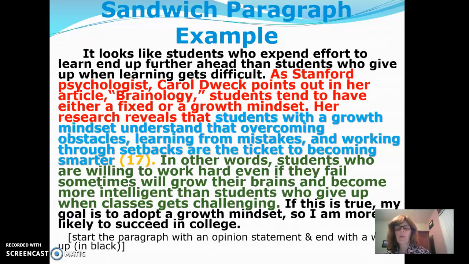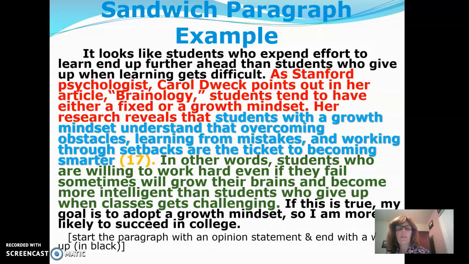And this is an example of what a sandwich paragraph could look like. The first sentence in black at the top introduces the topic of the whole paragraph. It says, it looks like students who expend effort to learn end up further ahead than students who give up when learning gets difficult. As Stanford psychologist Carol Dweck points out in her article, Brainology, students tend to have either a fixed or a growth mindset.